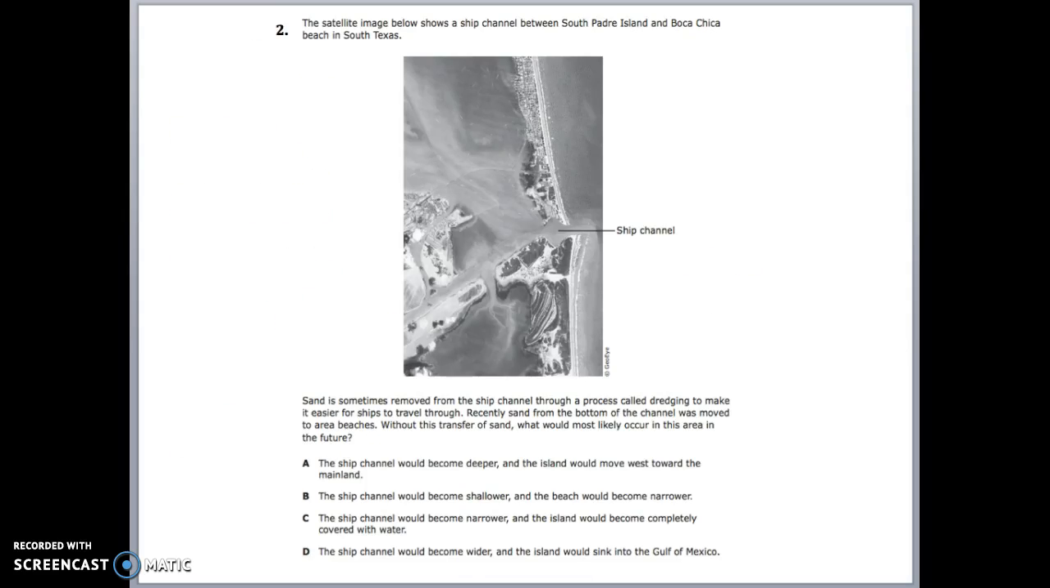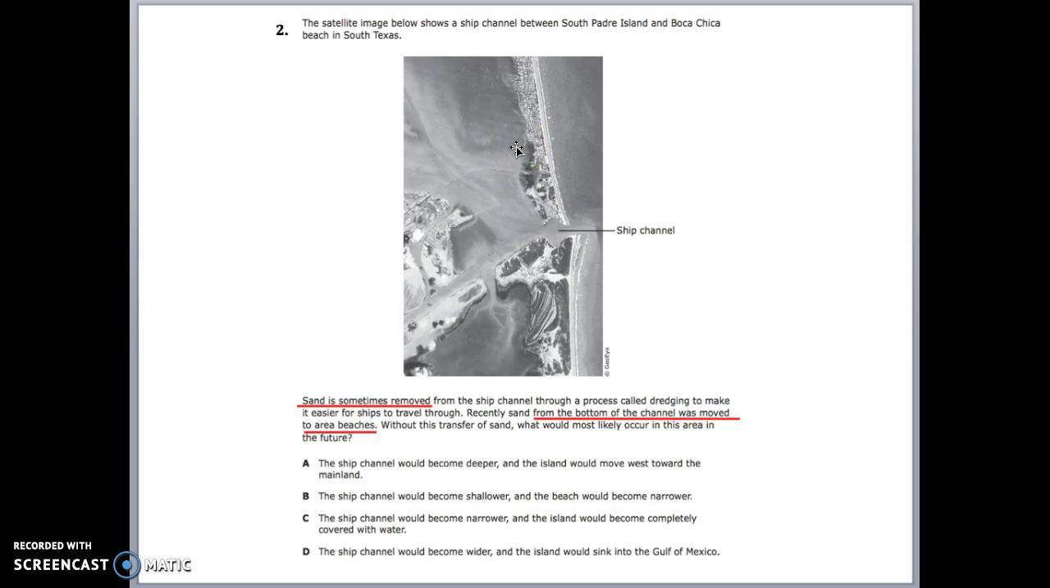Okay guys, let's look at number 2. The satellite image below shows a ship channel between South Padre Island and Boca Chica Beach in South Texas. Right here is the ship channel where ships pass through. Sand is sometimes removed from the ship channel through a process called dredging to make it easier for ships to travel through. So they come in and they remove this sand to make it easier for the ships to travel through. Recently, sand from the bottom of the channel was moved to area beaches. So when they move this sand out, they add it to the beaches.